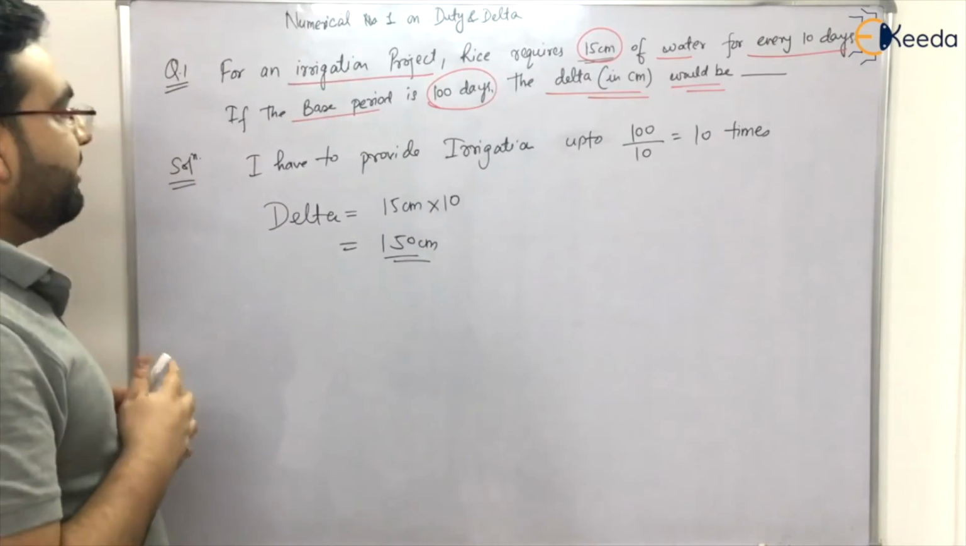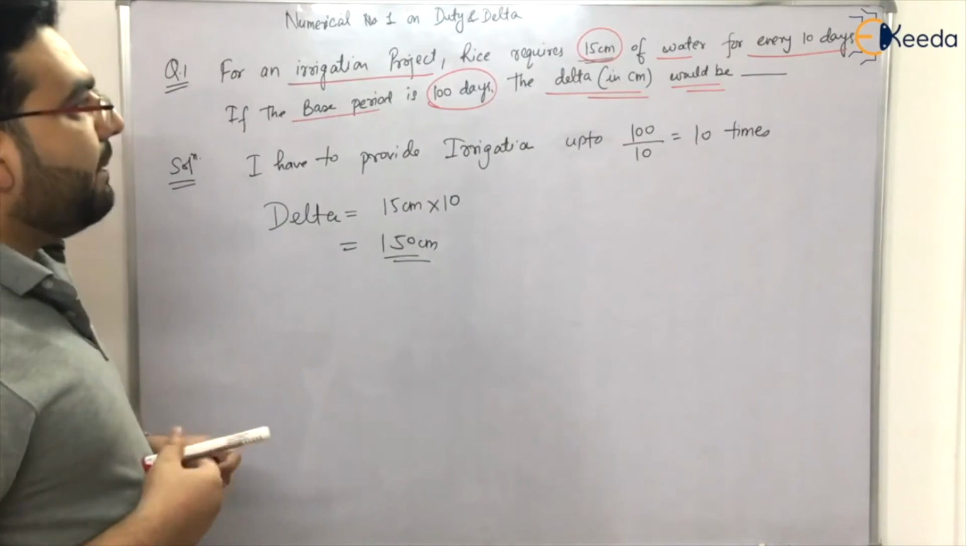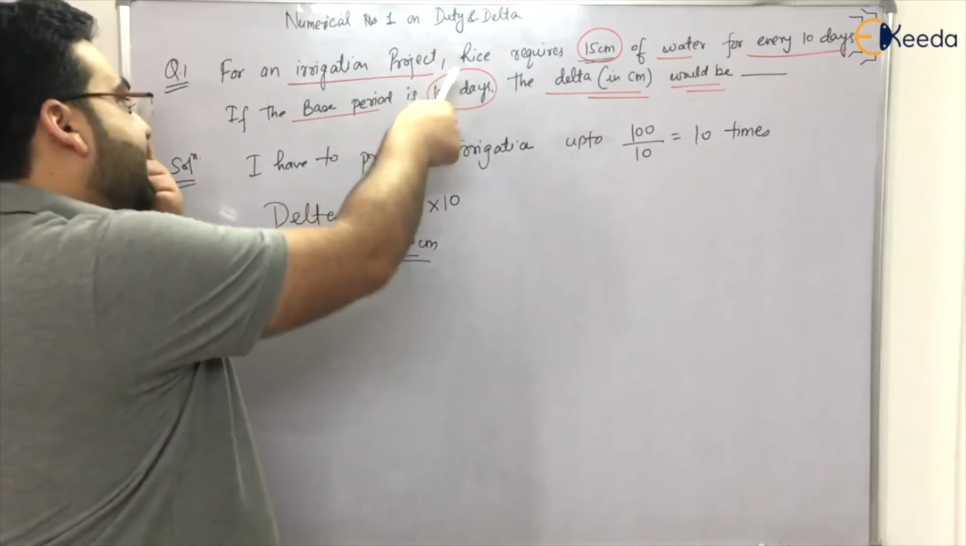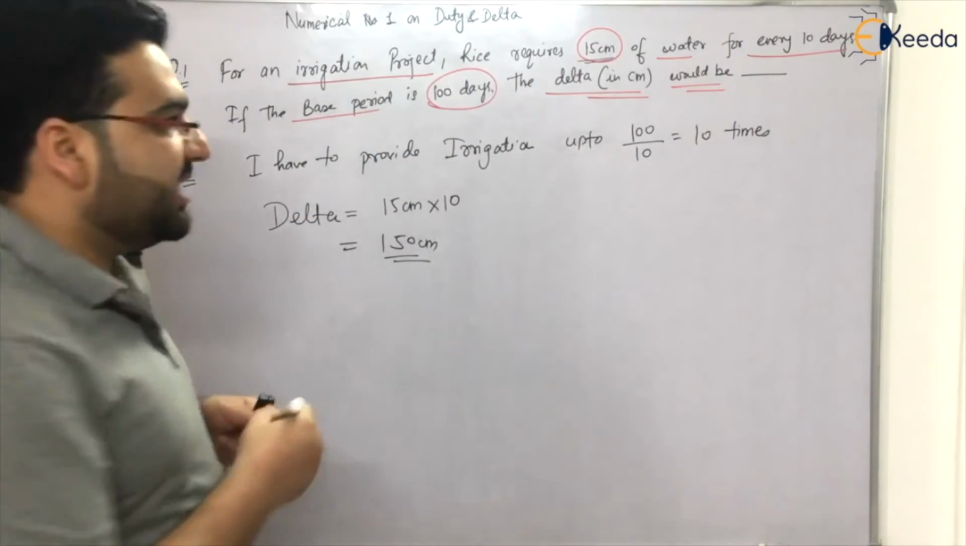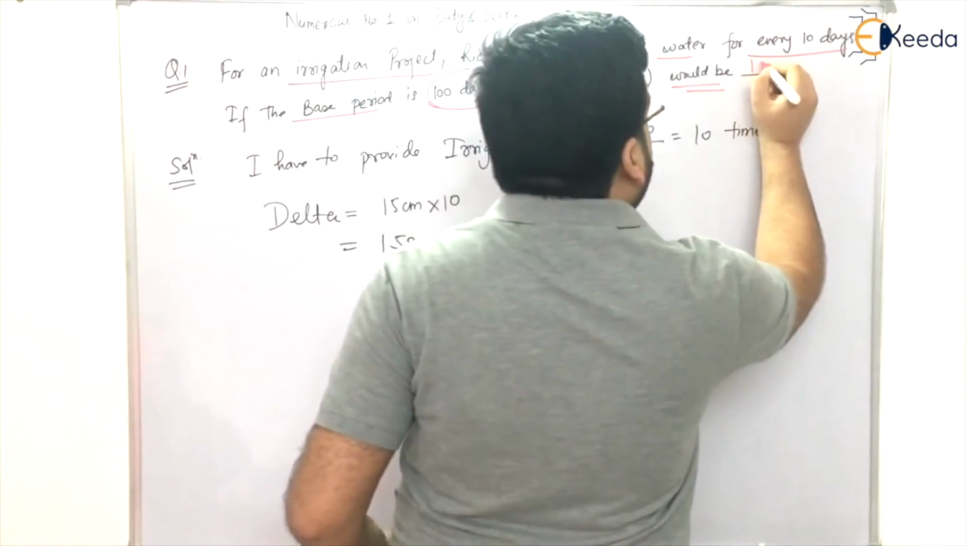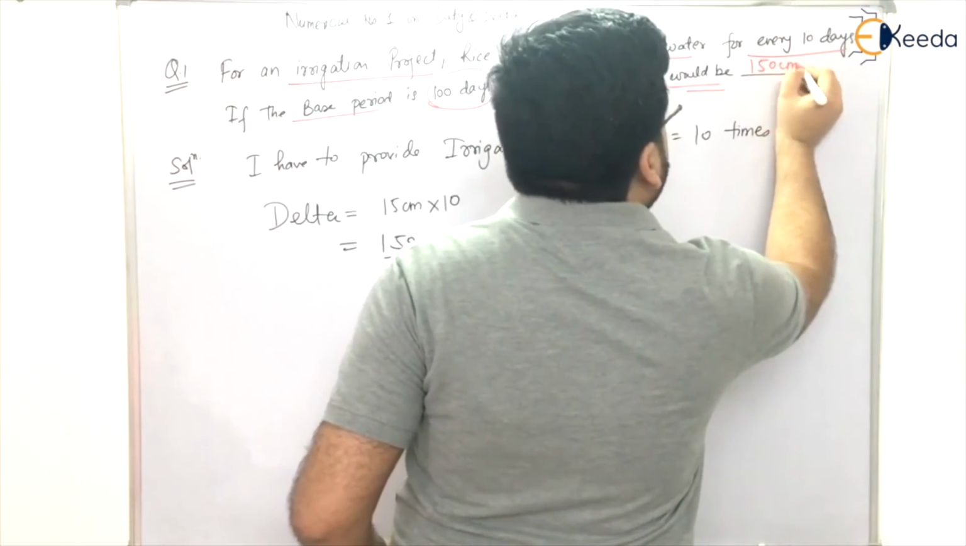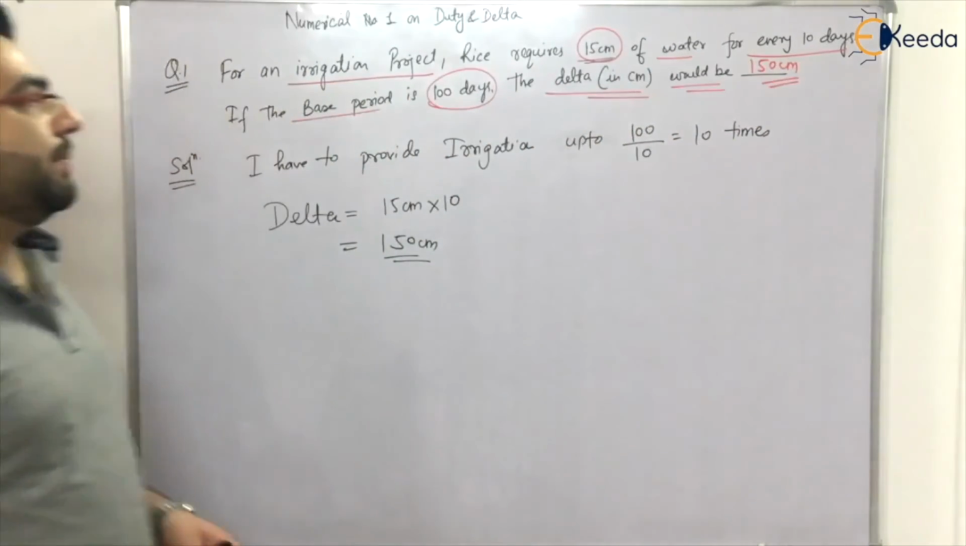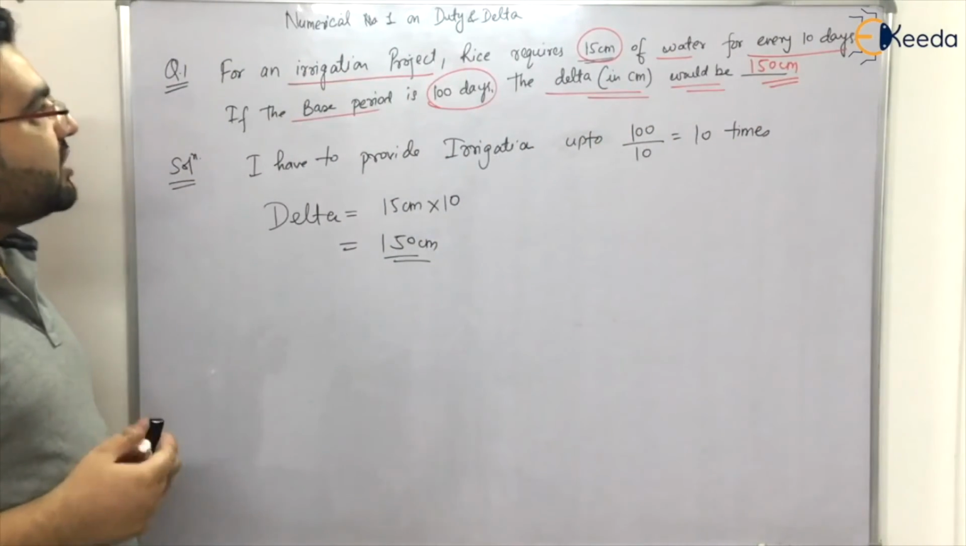So 150 centimeter of water has to be applied to that particular field, to the crop, that is rice, for the entire base period, right? The correct answer would be 150 centimeter would be the most appropriate answer. I hope that you have understood this numerical.